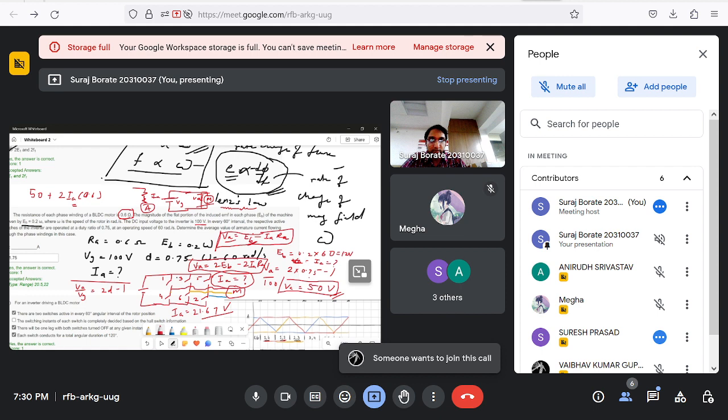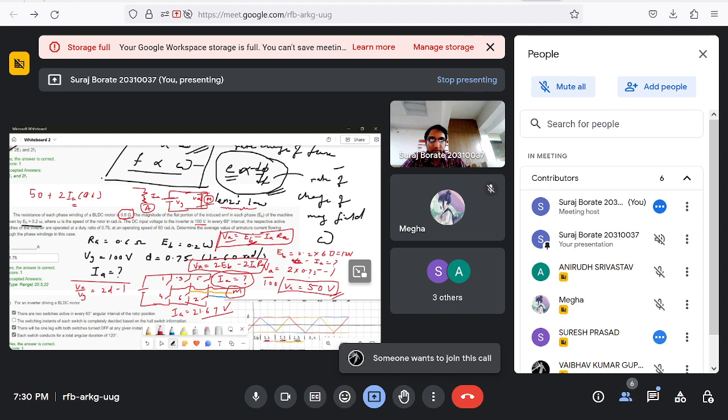Okay, seventh question. The rotor of a BLDC motor rotates at a speed of 1200 rpm. The rotor has 4 poles. Okay, the frequency of the output pulses from each Hall effect switch is what? Okay, so what is the way to deal with this?